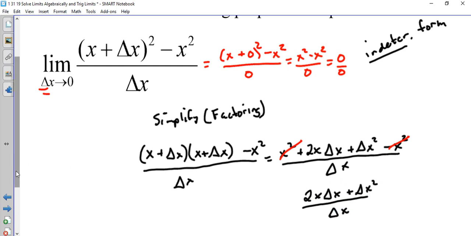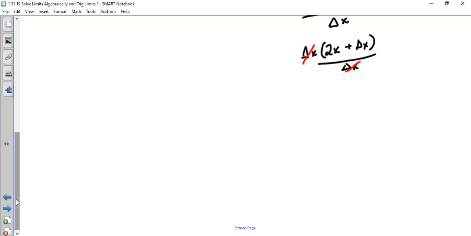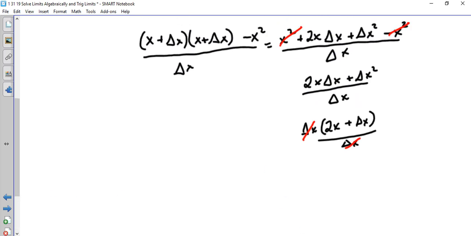Now, right here, we can simplify a little farther because one of these terms is just like the other. What can we factor out? Yes, we can factor out a delta x. When we factor out that delta x, we have 2x plus delta x all over delta x. The delta x cancels out. The last thing is, what's our simplified function? Well, 2x plus delta x.